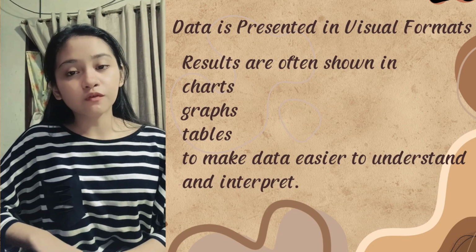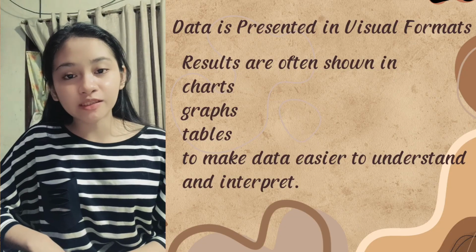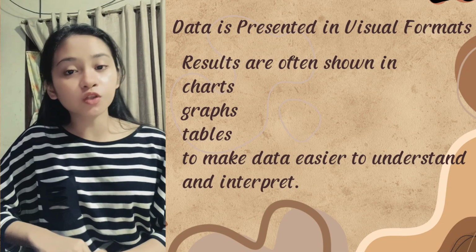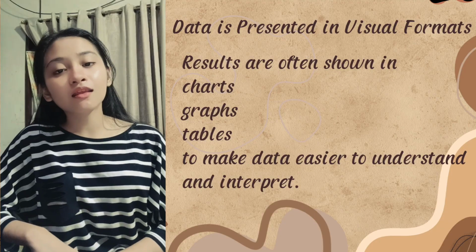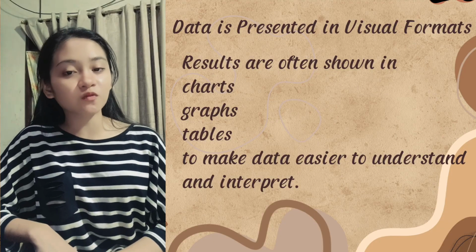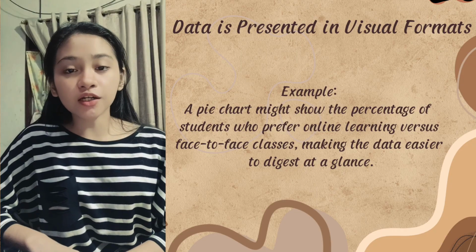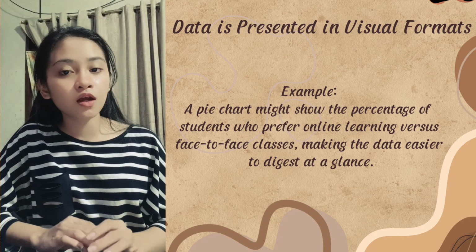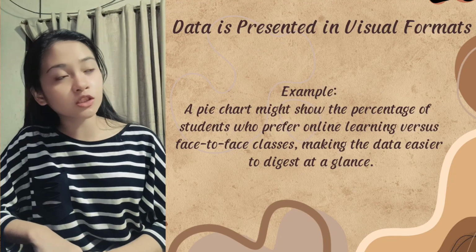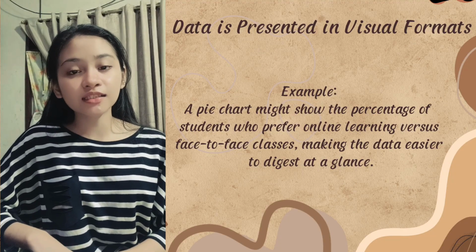In quantitative research, data is presented in visual formats. To make data easier to interpret and present, results are often shown through charts, graphs, tables, and other visual tools. These help summarize large amounts of data quickly. For example, a pie chart might show the percentage of students who prefer online learning compared to those who prefer face-to-face classes, making the data easier to digest at a glance.